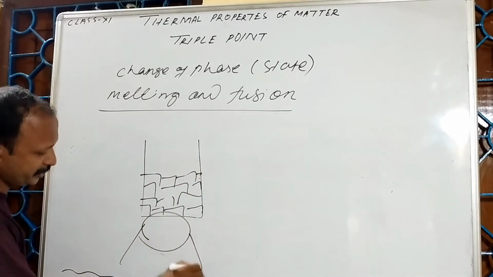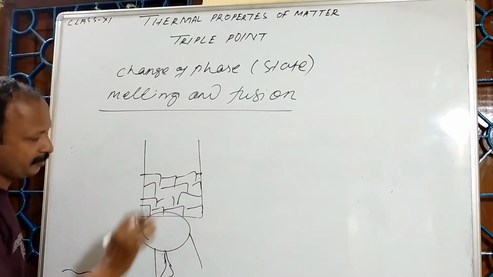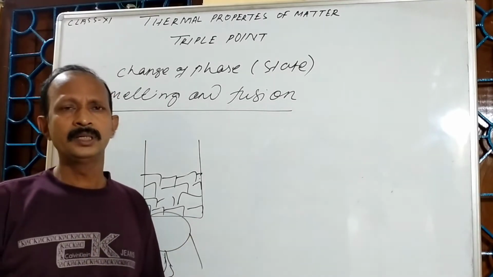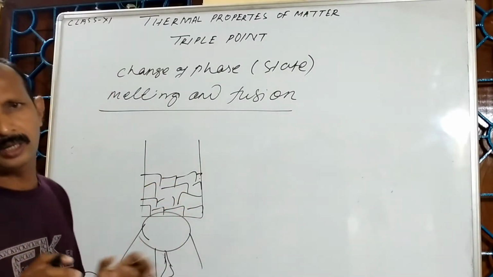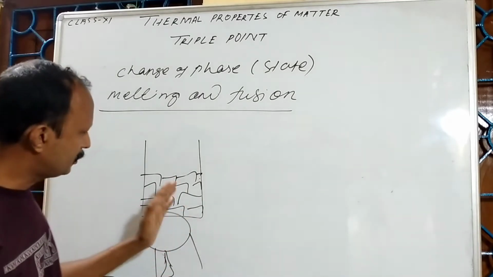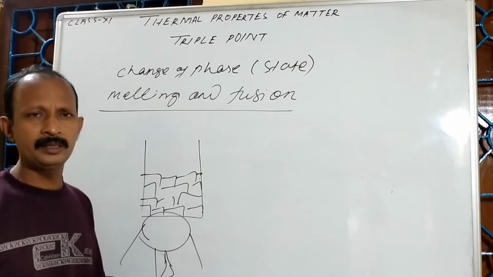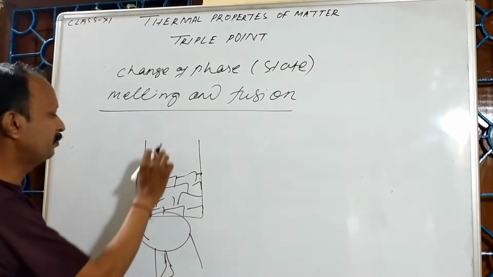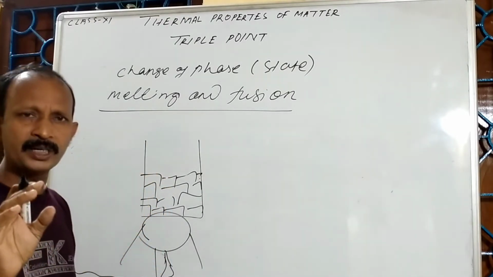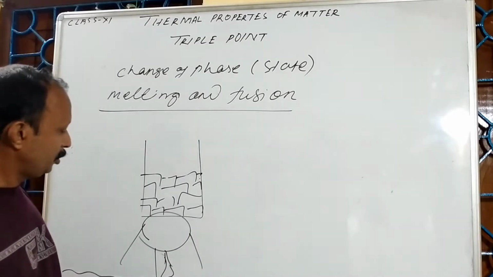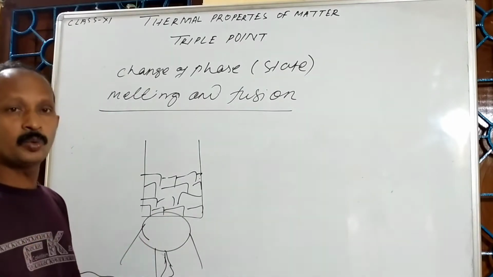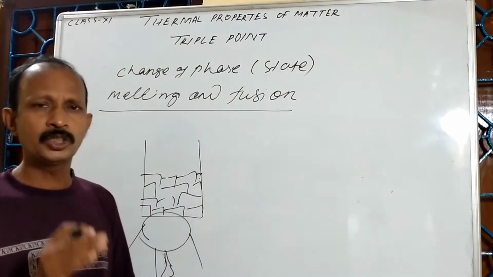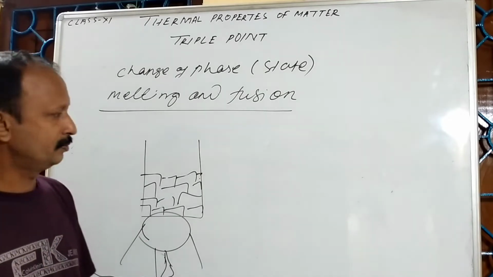You can place it on a tripod with the help of the spirit lamp. You supply the heat. Before heating, you can note down its temperature. So this is ice. So temperature definitely will be either 0 or less than 0 degrees Celsius. With the help of a thermometer, you can measure its temperature. So you can supply the heat from a constant source of heat, and at the same time you have to note down the temperature at regular intervals.